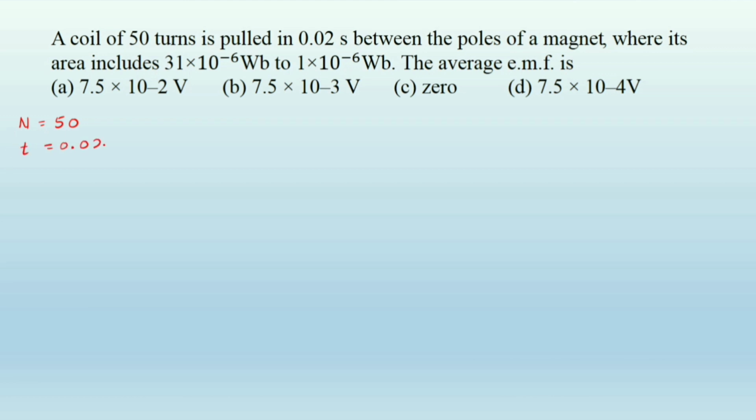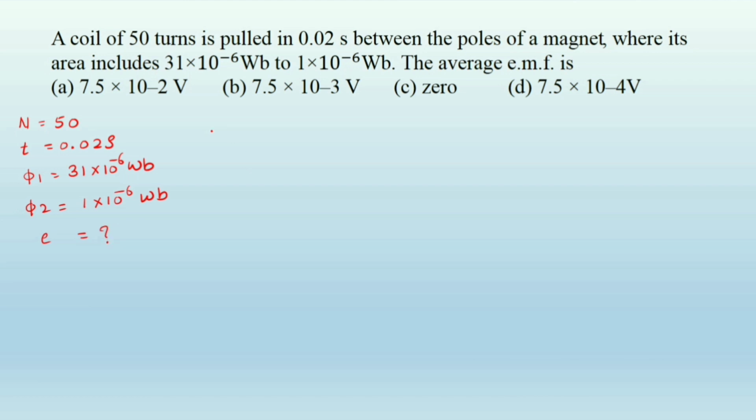Time is given between the poles of the magnet where its area includes, so area here, where its area includes magnetic flux is given, not area here. So initial magnetic flux is given 31 into 10 raised to minus 6 Weber and the final magnetic flux is 1 into 10 raised to minus 6 Weber. So we have to calculate induced EMF.